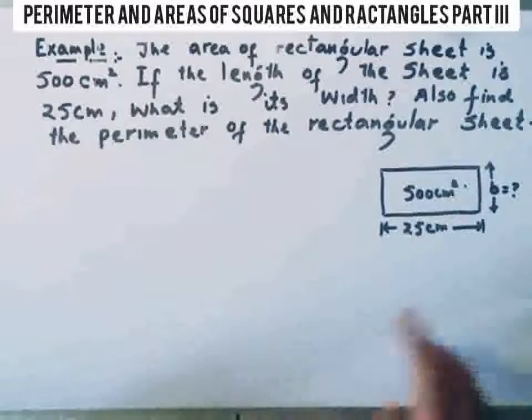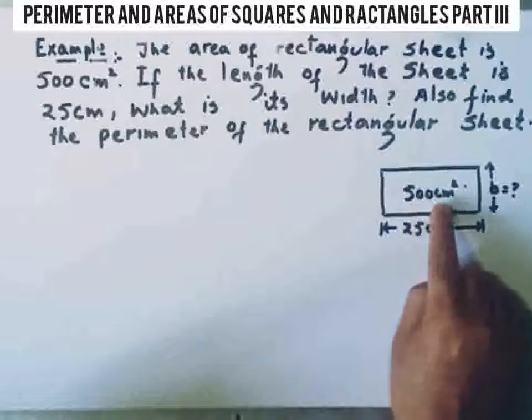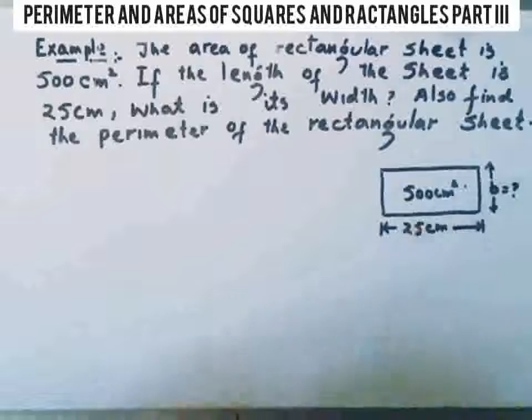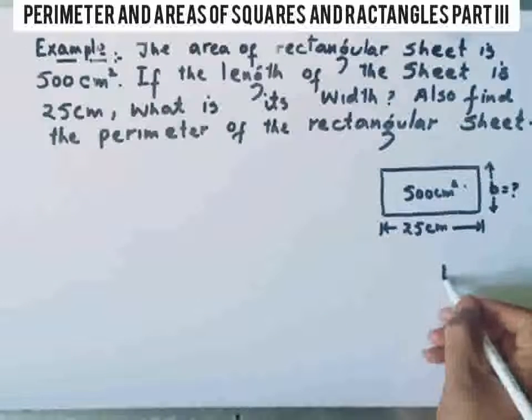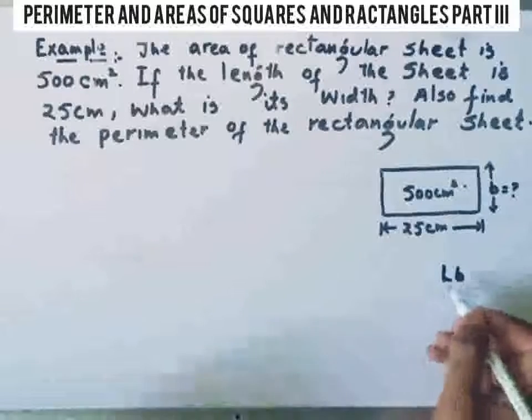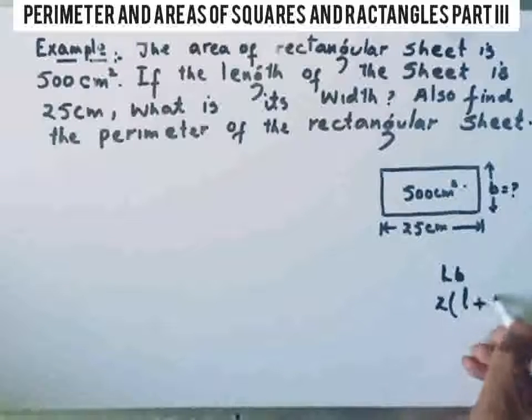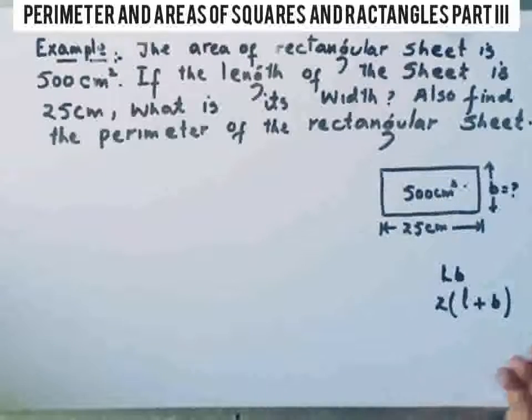See, area is given there. Area is 500 centimeters square, and you know that area of a rectangle is equal to length into breadth, L into B, that is LB. And you also know that perimeter is equal to 2 times (L plus B). L plus B means length plus breadth.